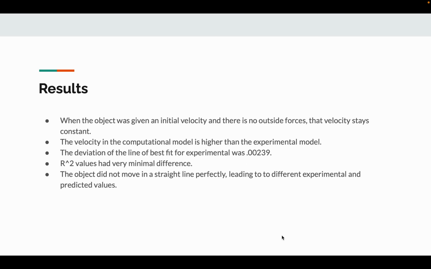Alright, so now it's time for our results. When the object was given an initial velocity and there were no outside forces, the velocity stayed constant. The velocity in the computational model was higher than the experimental model. The deviation of the line of best fit for experimental was 0.00239, and for the computational model was 0. The R-squared values have very minimal difference, with the computational being 1 and the experimental being 0.999. The object did not move in a straight line perfectly, leading to different experimental and predicted values.